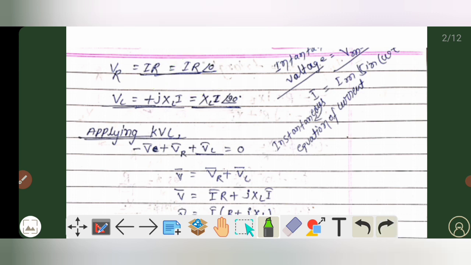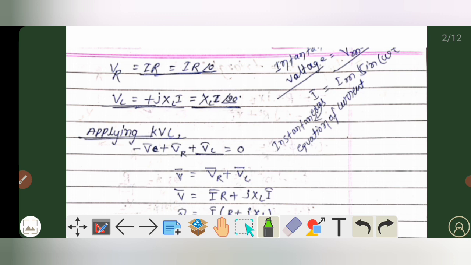In the same way, the voltage across the inductor is plus jXL into I. As we know, the voltage in an inductor leads the current by 90 degrees. So plus j indicates 90 degrees in the anti-clockwise direction. Here we can write VL, the voltage across the inductor, as XL I at angle 90 degrees.